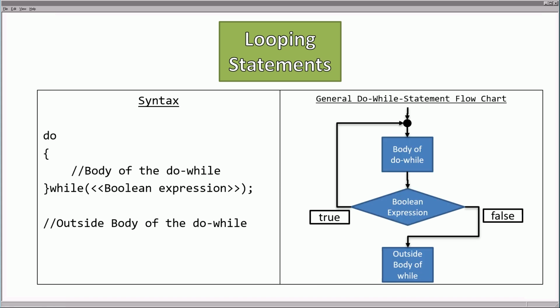We can represent a do-while loop using a flowchart as well. The major difference is the body of the do-while is run initially, and then the Boolean expression is checked. If this expression evaluates to true, then we run the body again. But if this is false, then we jump outside the body of the do-while.